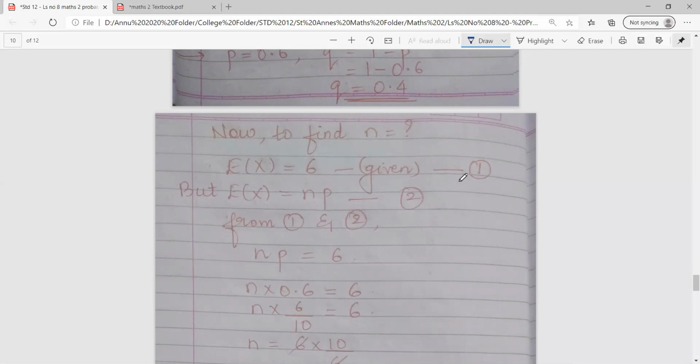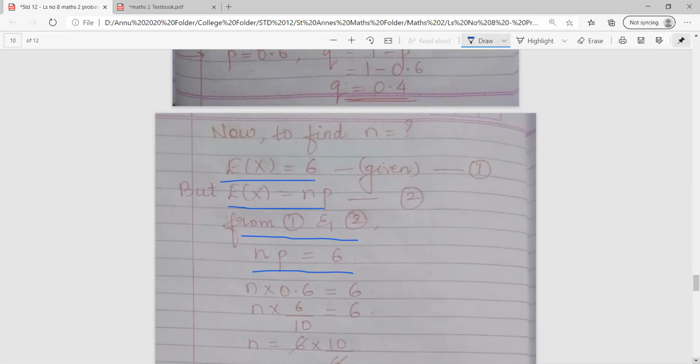So I have given this as point number 1. But what is the formula of E of x? N into P, which is point number 2. So what is your conclusion from 1 and 2? Can I say both are values of E of x, so both are equal? So can I say NP is equal to 6?